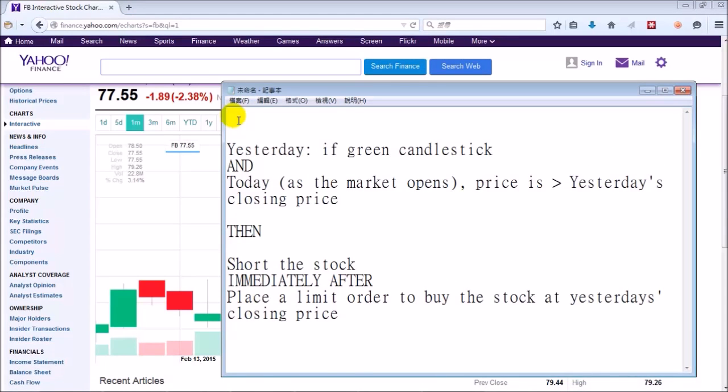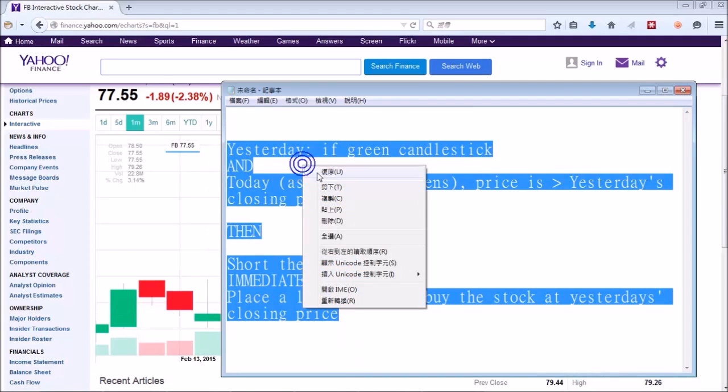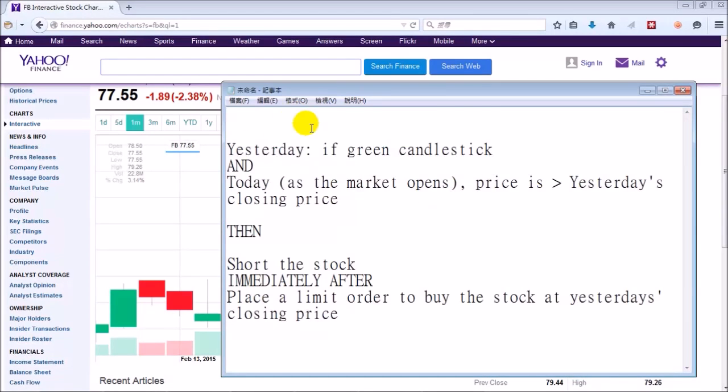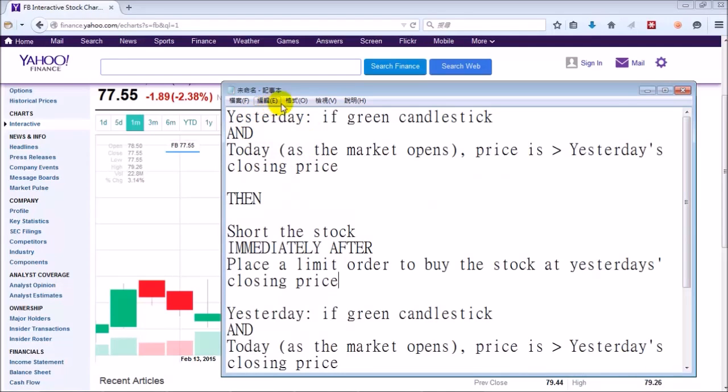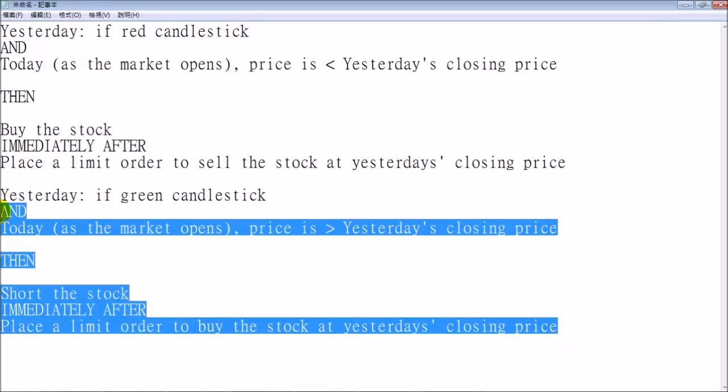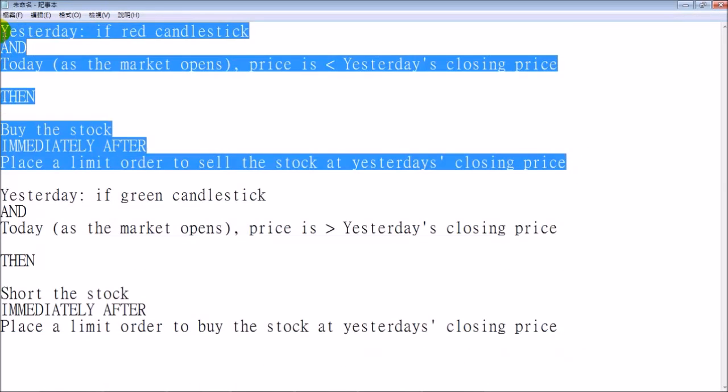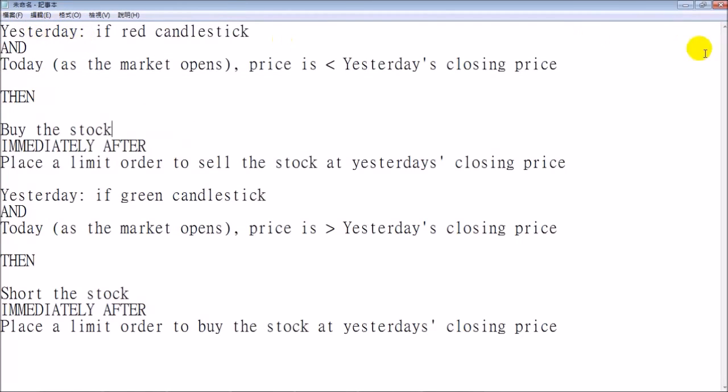I'm going to copy all this and just change a little bit of it, because you can play gaps whether the market is falling or whether it's going up. What are we changing? Okay, if it's a red candlestick, and today the price is below yesterday's closing price, then buy the stock, and immediately after place a limit order to sell the stock at yesterday's closing price. So you have this set of rules. These two rules will make you money pretty much any day of the week on pretty much any stock, as long as you find these two conditions.